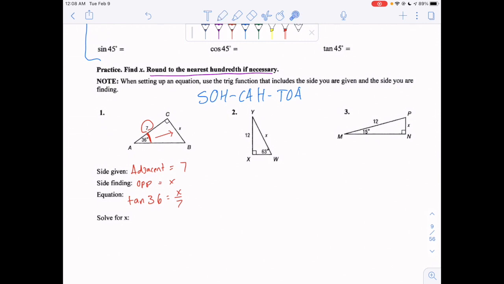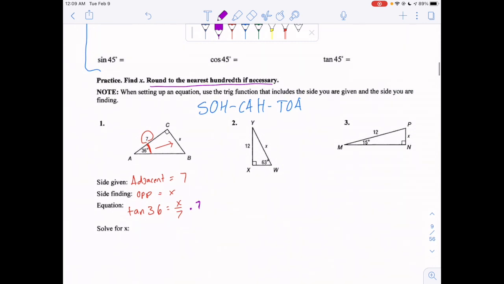So now we're trying to solve for x, right? To solve for x here, what we need to do is get x by itself. So we want to multiply both sides by 7. So now my equation is 7 times tangent 36 equals x.